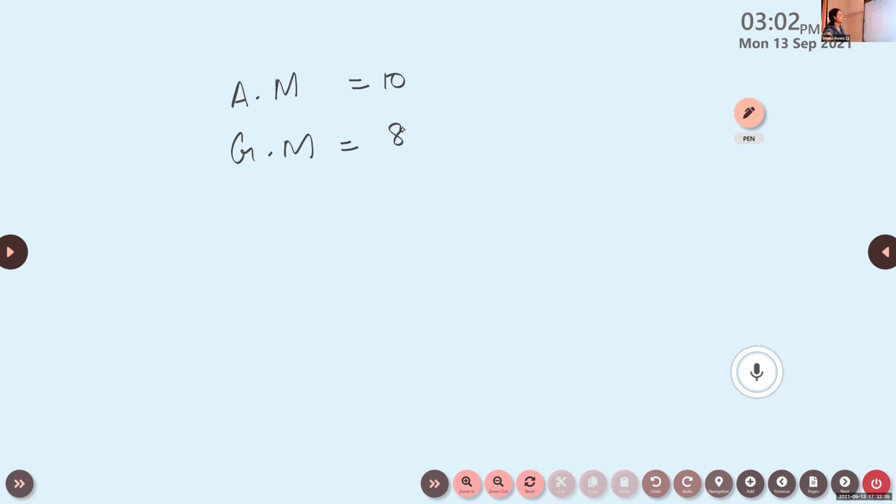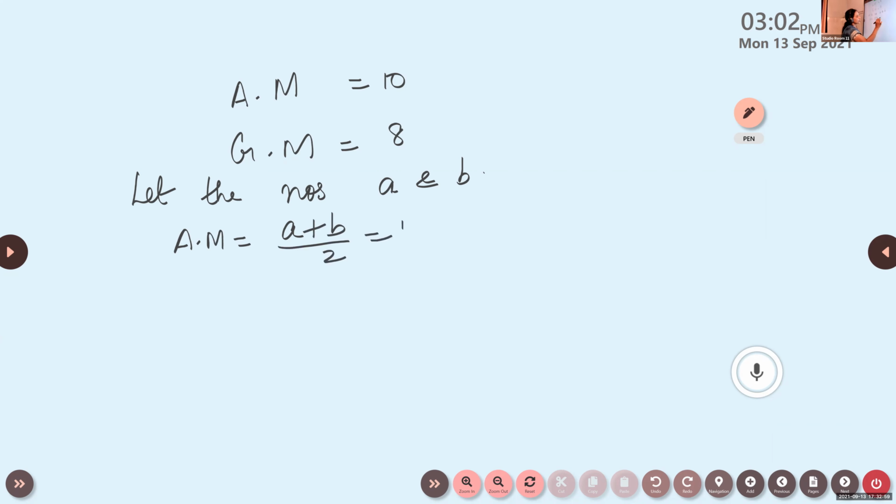So we are given two positive numbers whose arithmetic mean is 10 and geometric mean is 8. So let the positive numbers be A and B. It is given the arithmetic mean is 10, so arithmetic mean means A plus B by 2 is 10. So from here, what can you write? A plus B is equal to 20.